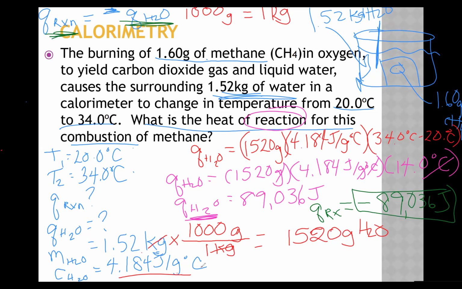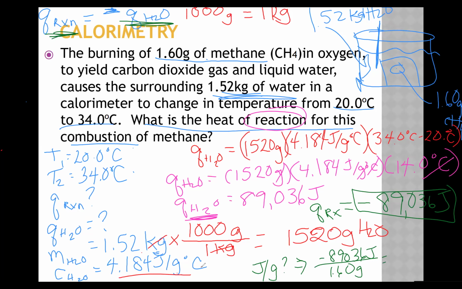I could take this and say how many joules per gram. If I wanted to know joules per gram, I would take my negative 89,036 joules over my mass of methane, which is 1.60 grams. And that would give me the amount of energy per gram of methane. So this is how they determine calories per gram. Or they say a serving is this much size. This is how they determine calories per serving.